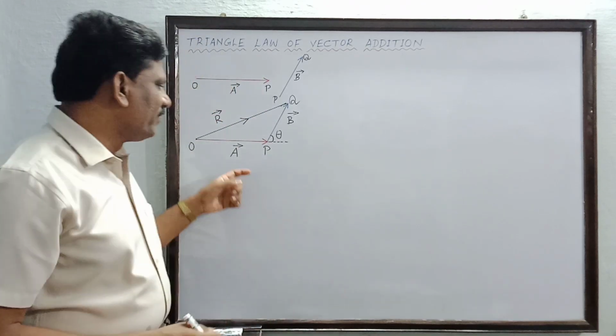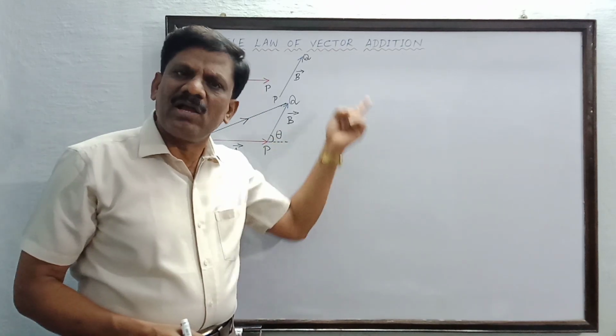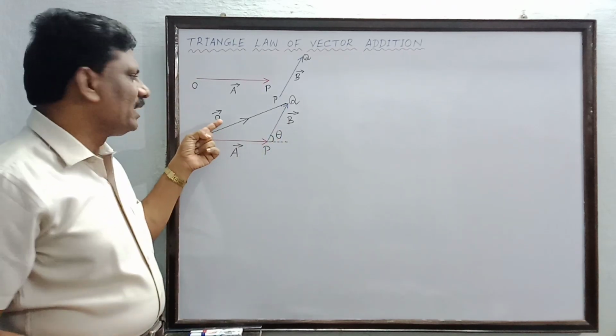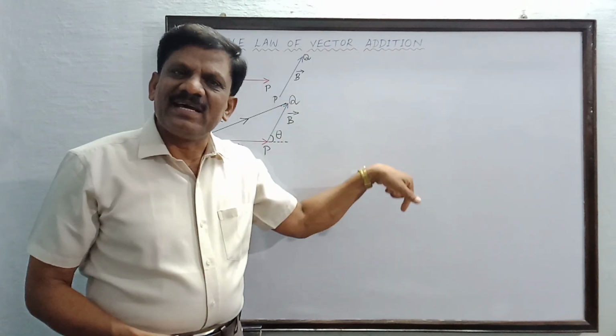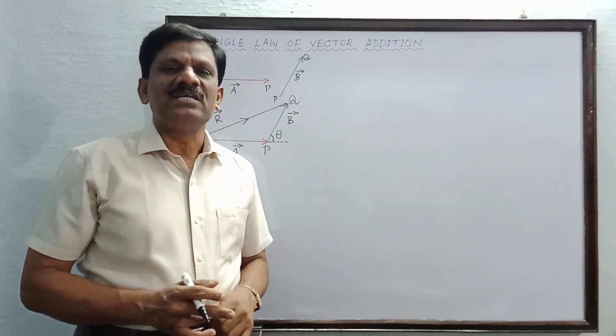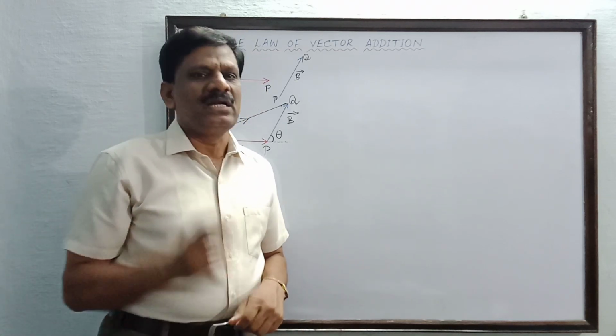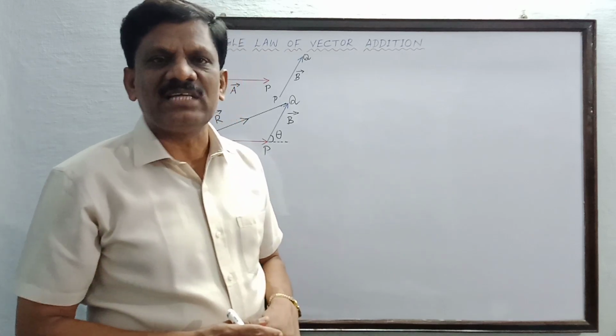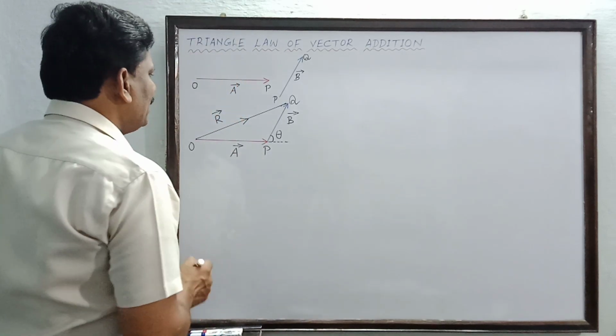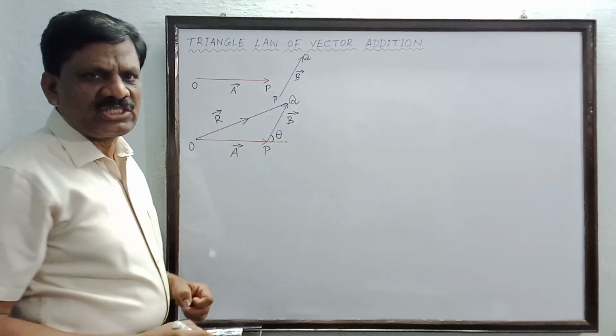So here the two given vectors A and B are in the anti-clockwise direction. The resultant vector R is in the clockwise direction. Now we want to get an expression for the magnitude of the resultant vector R and also the direction of the resultant vector R. So for that I am going to do some geometrical constructions.